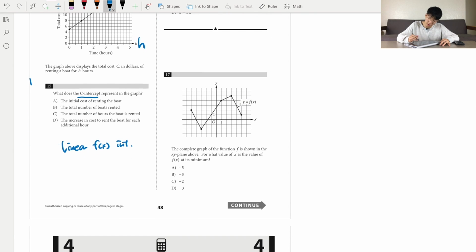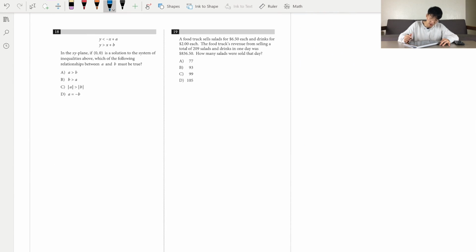I see another bar graph here, and for what value of x is the value of f of x the minimum? So domain and range from a function type of problem. I'm going to put difficulty level of 2 for the interpreting. 18, system of inequality, difficulty level 2.